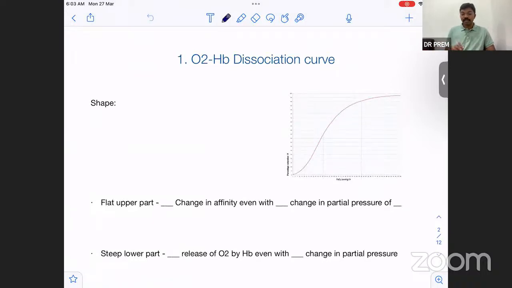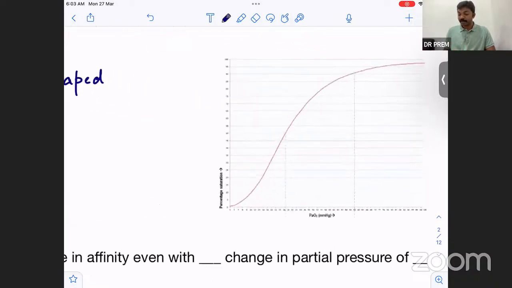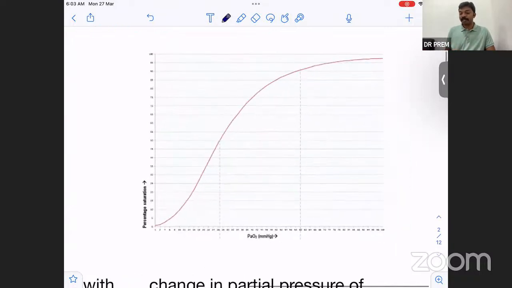Guys, at the outset, please understand, we are seeing a curve which is sigmoid in shape. The oxyhemoglobin dissociation curve is going to be very sigmoid in shape. That's point number 1. Now, you tend to have many pictures of the oxyhemoglobin dissociation curve. If you remember your November INI-CET paper, this curve was asked as a question, and the question was primarily on the left shift of the curve.